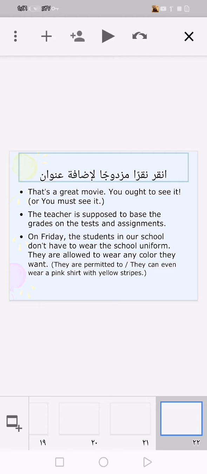Number three: on a Friday, the students in our school don't have to wear the school uniform. They are allowed to wear any color they want. They are permitted to. They can even wear a pink shirt with yellow stripes.